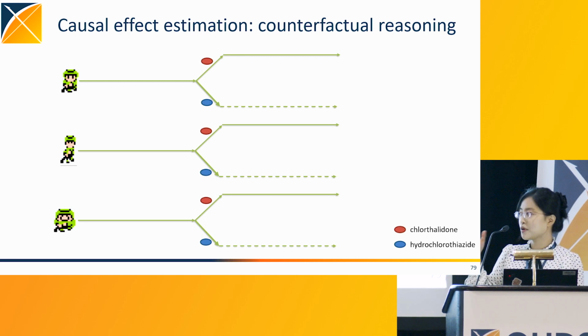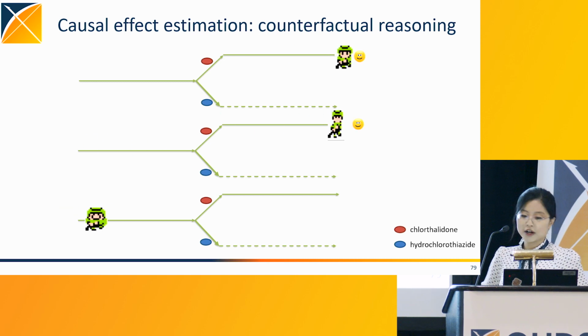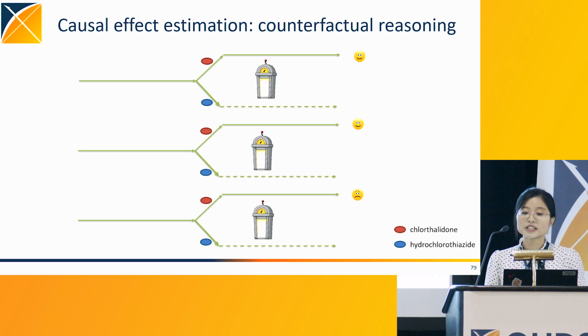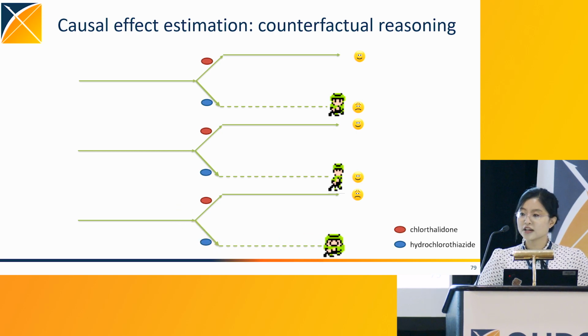So suppose we have a bunch of people. In this little picture, I have 3 different people. So let's imagine some kind of imaginary universe where we do have access to a time machine. We first assign them chlorthalidone, the red pill right here. We do that, and given time, we observe their outcomes. And then we take them back in time using the time machine and give them the second drug, hydrochlorothiazide.